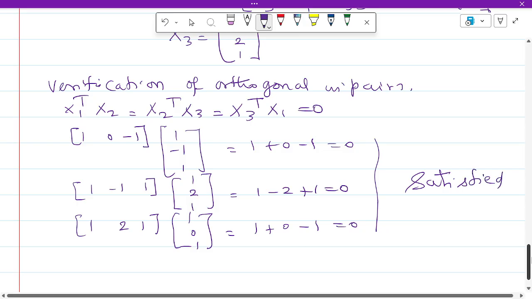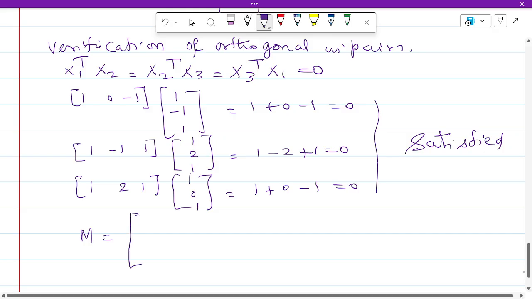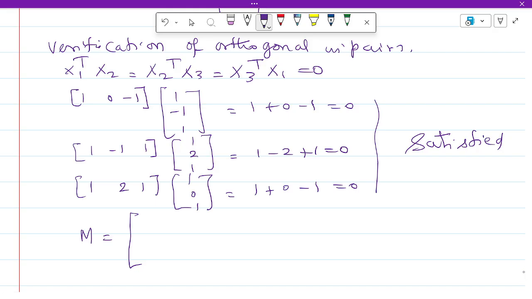The orthogonality in pairs. Now we can go for forming the model matrix M. So what is the model matrix M? Model matrix M is the one whose columns are, how to find the model matrix?